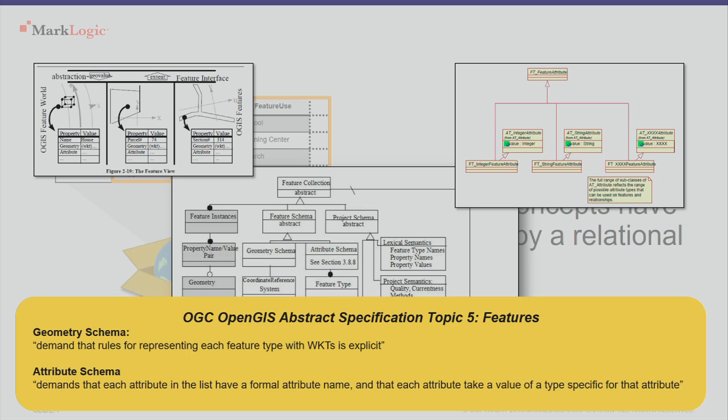And, quote, if you read that specification, it says that a feature demands rules for representing each type with WKT, where representing each feature type with WKT is explicit. WKT is a type of geospatial data format. So an example might be that buildings need to be represented by polygons. Also, there's an attribute schema. We just talked about how there's a strict attribute schema for how you would represent a building. So as you go around defining your geospatial features, you're really practicing data modeling in a relational mindset.